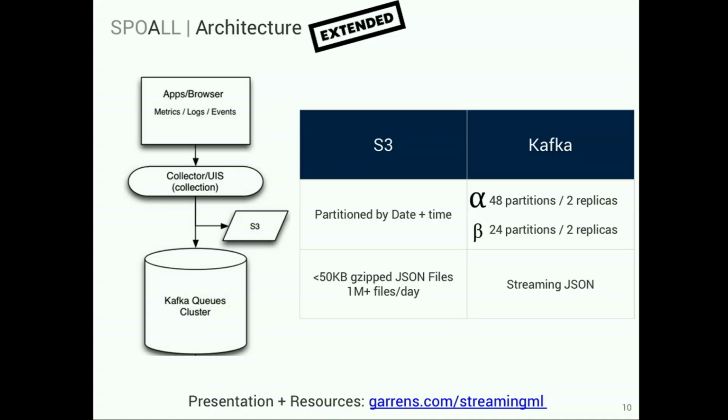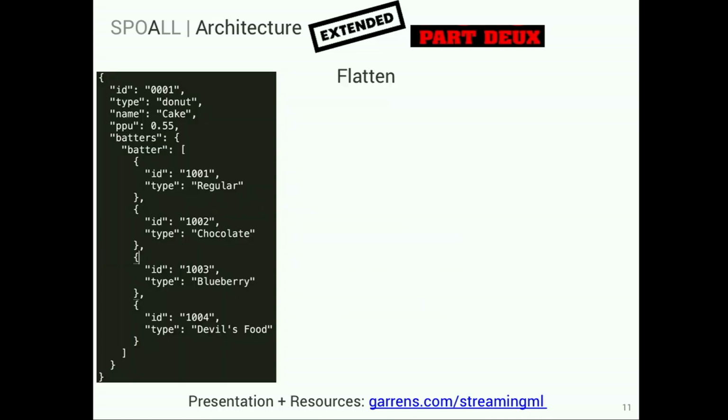In our alpha stream, Kafka has 48 partitions, 2 replicas, 24 in beta and 2 replicas, and it's just streaming JSON. So fundamentally, let's just say that this is what it looks like. And of course, because I like food, I chose a donut version of this. So as you can see, this is nested JSON, where batters is now a structure that has different batter inside of it to say regular, chocolate, blueberry, or devil's food. And if you look really closely, you can see that I really like blueberry.